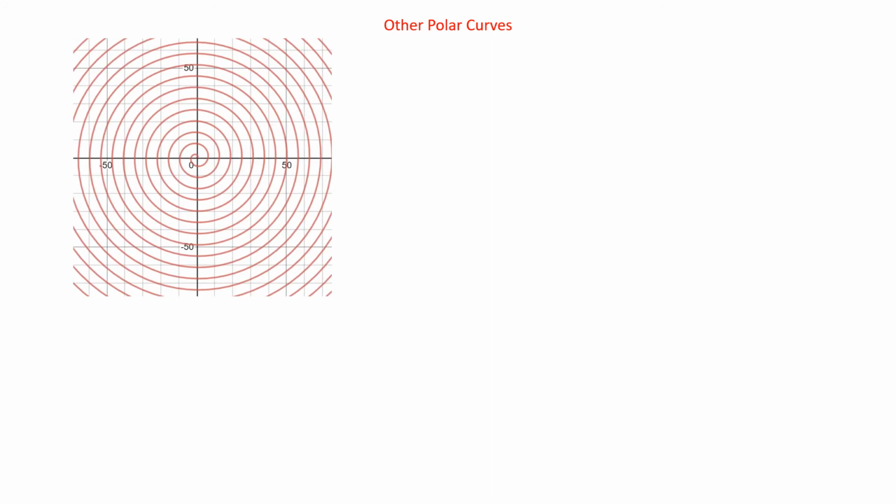There's other polar curves. So those are the limaçon curves. Again, graph them. Do not be afraid to look at graphs of things. There's other polar curves. There's a spiral. The spiral is just r equals theta.